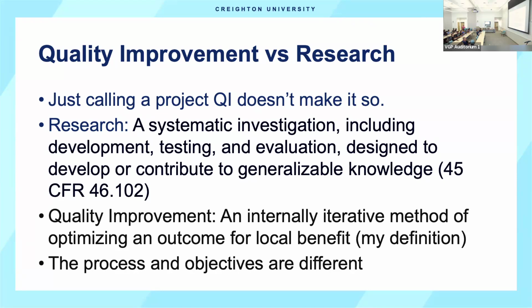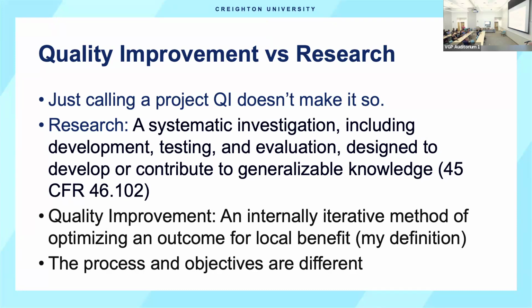With a quality improvement project, you're tracking the data as you go. And if you're not seeing an improvement in your outcome, you're changing the intervention and you're analyzing it and watching it as you go. I'll show you an example of that in just a minute, but it's internally iterative, that PDSA cycle that we talked about. And the objective is not obtaining generalizable information. The objective is improving processes locally or improving an outcome locally.